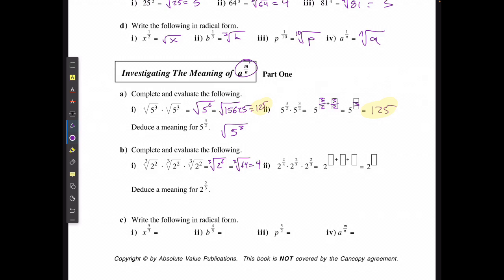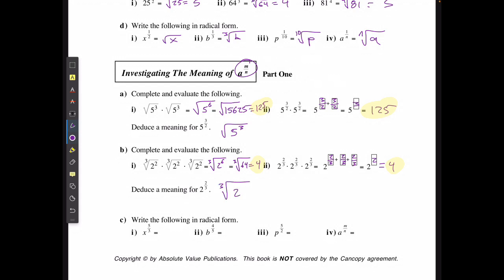If I said 2 to the 2 over 3 times 2 to the 2 over 3 times 2 to the 2 over 3, then that would be 2 over 3 plus 2 over 3 plus 2 over 3, which would be the same as 6 over 3, or just 2, which would equal 4. And once again, I see my results are the same. So 2 to the power of 2 over 3 is the same as the cube root of 2 squared.